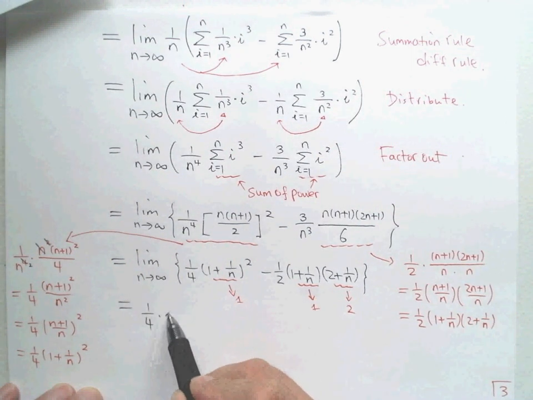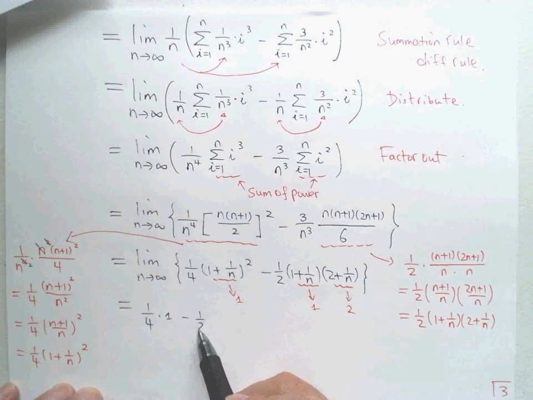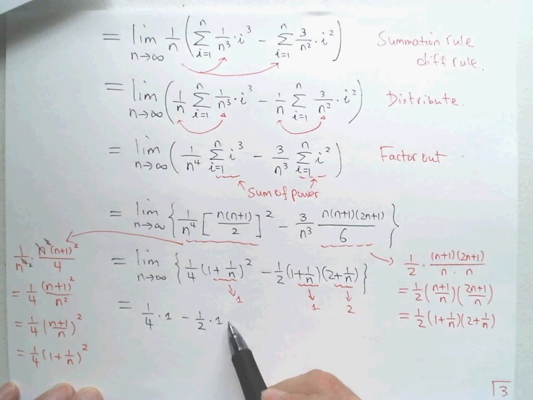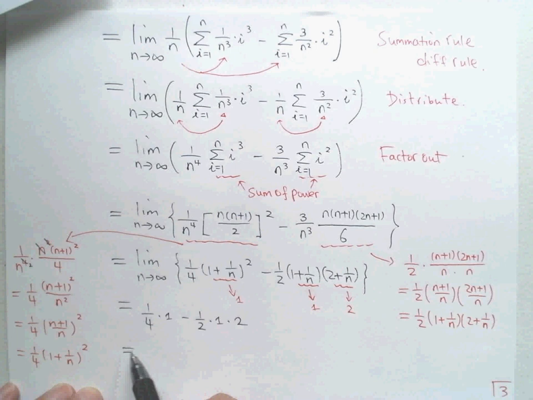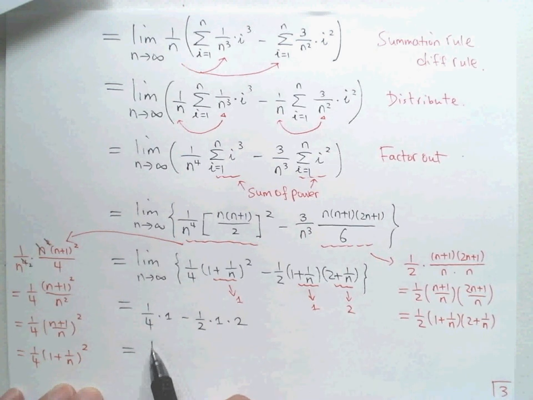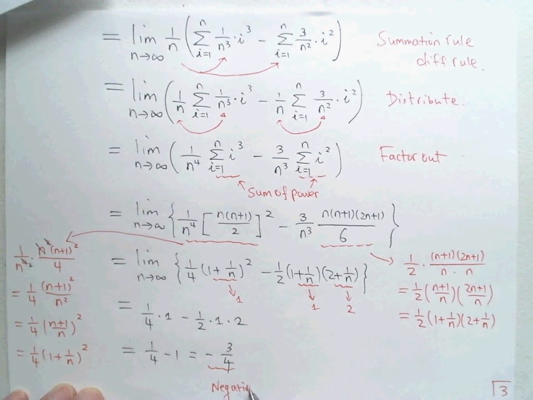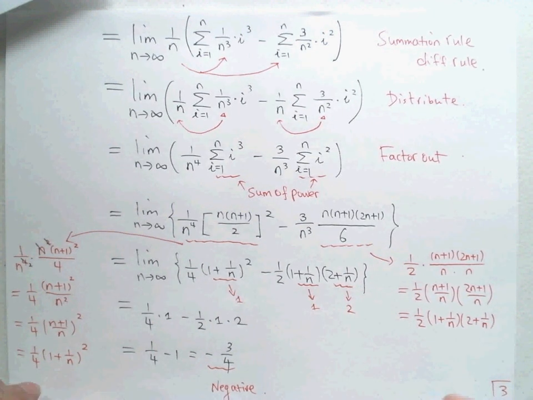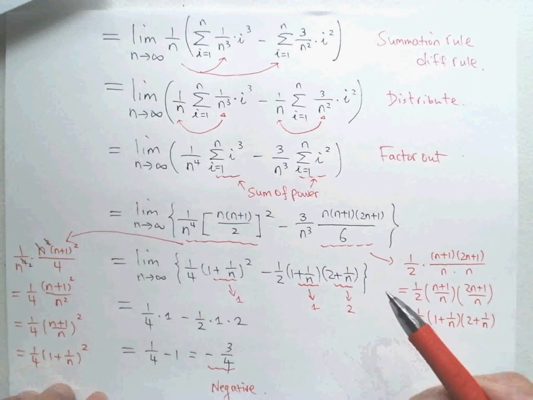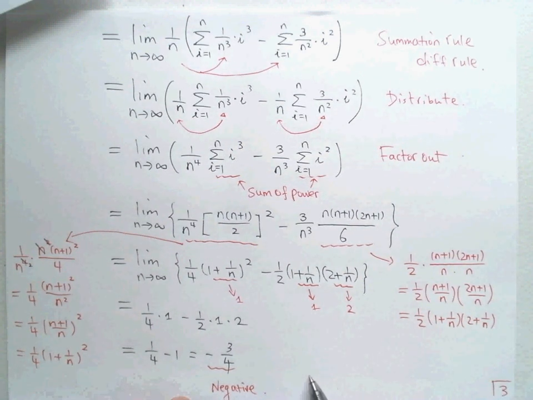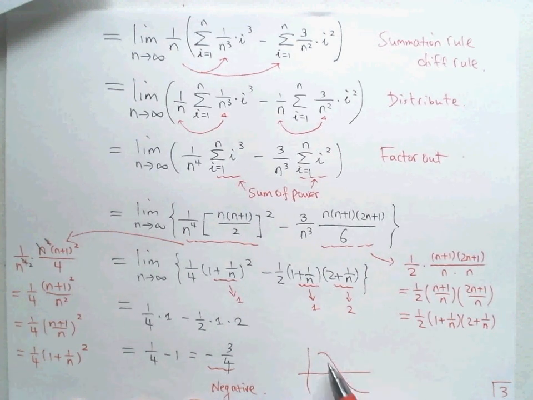Now we have almost. So the limit is, the first is 1 over 4 times 1 minus 1 half times 1 times 2. Okay, and this is easy to calculate. 1/4 minus 1, which is negative 3 over 4. Okay, don't worry, this is negative. Probably you will say why the area goes to negative. Okay, because we have this definition. Keep in mind, I draw a graph for you.